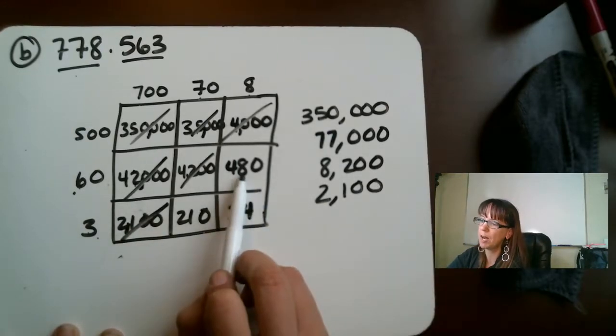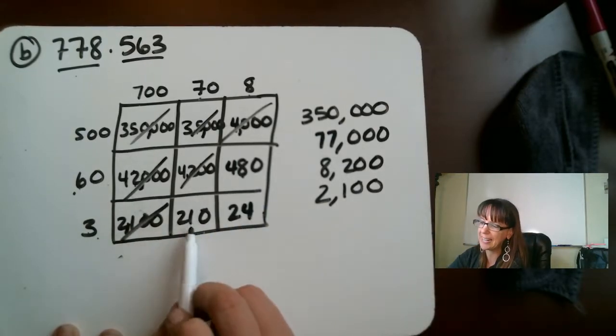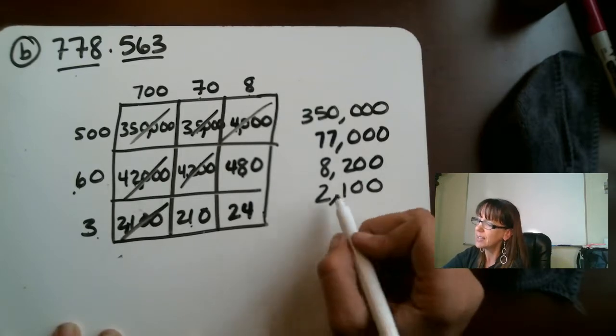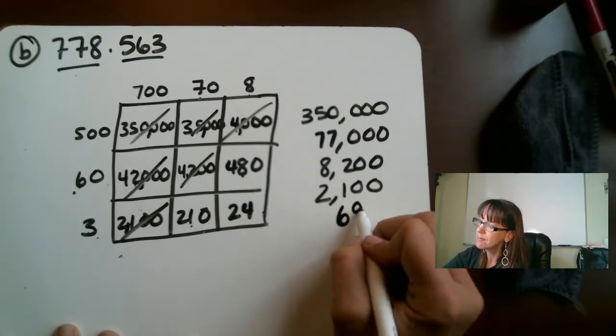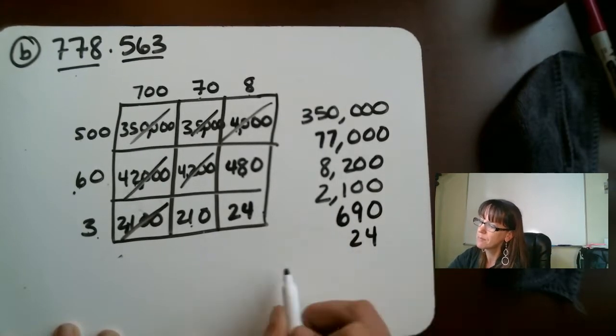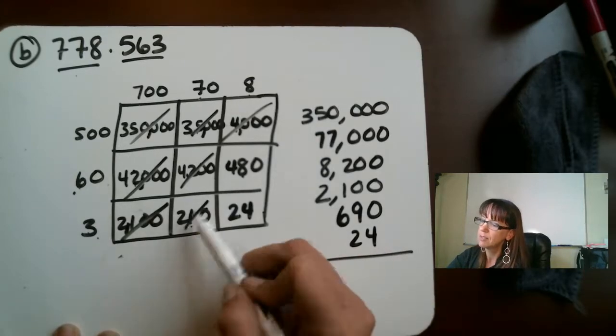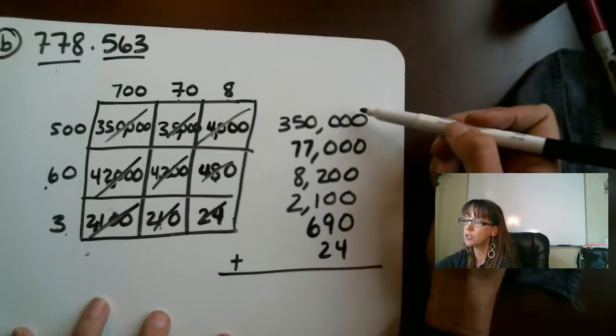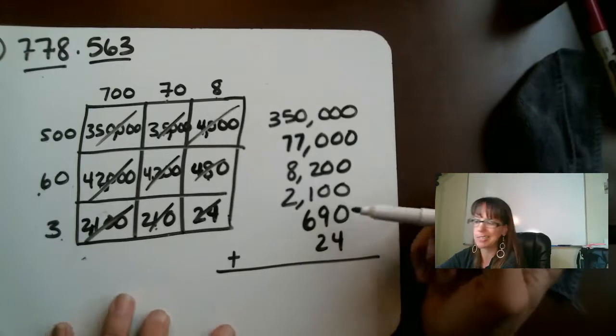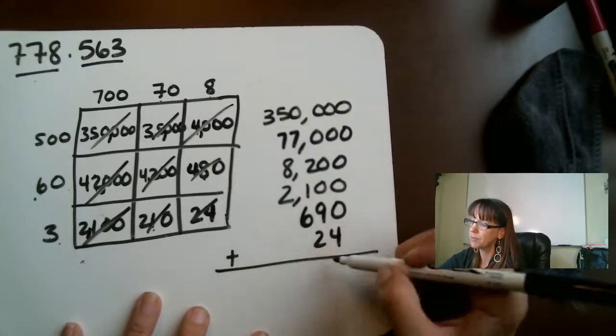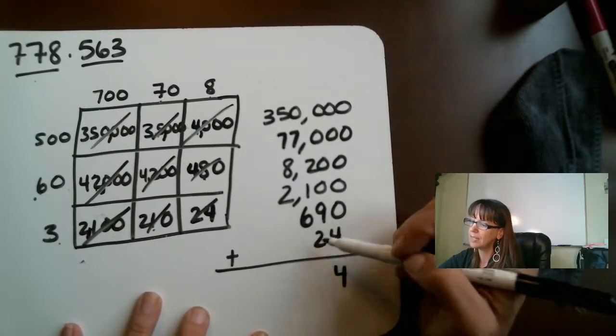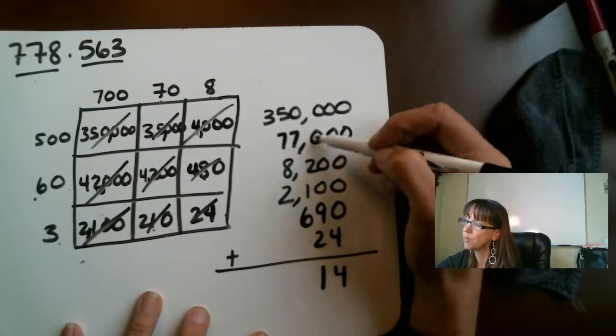Then we have 480 and 210. That's going to give us 690. And then we have 24. All right. Got all those out of the way. All right, so make sure you line everything up nicely, otherwise it's going to be a pain to find. So we've got 4, and then we have 9, and that's 13. Carry the 1.